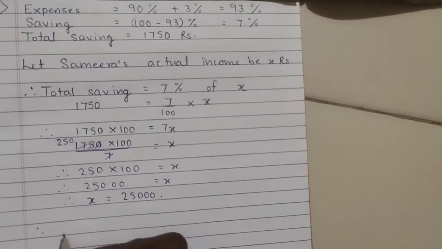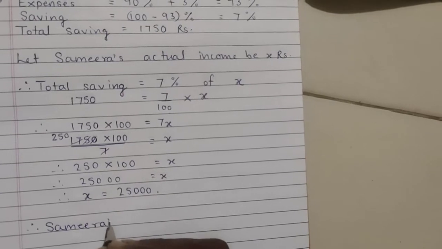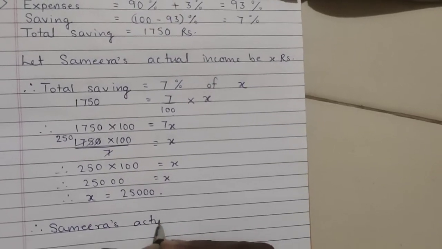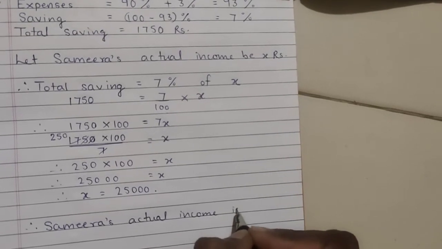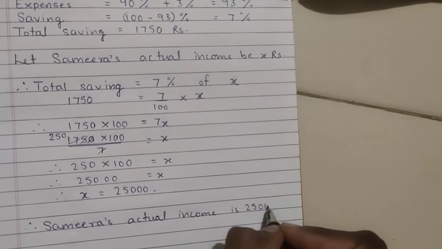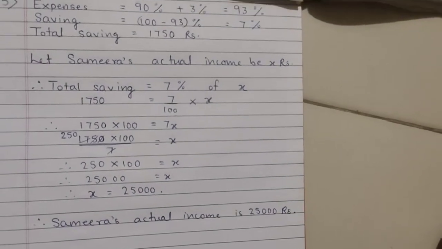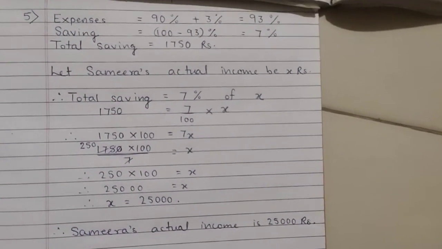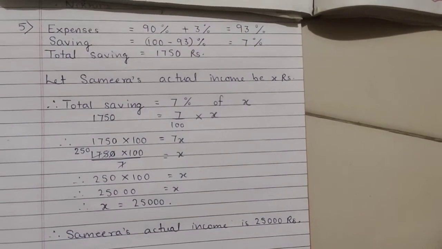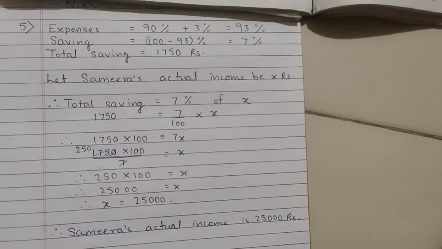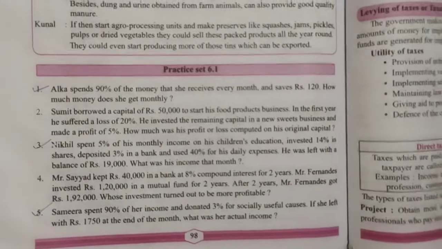So I can write the final answer. Therefore Samira's actual income is 25,000 rupees. Okay students, in this way you can complete your question number 5. Now we will move forward and do question number 2. So let us see question number 2 first. You can see question number 2 here.